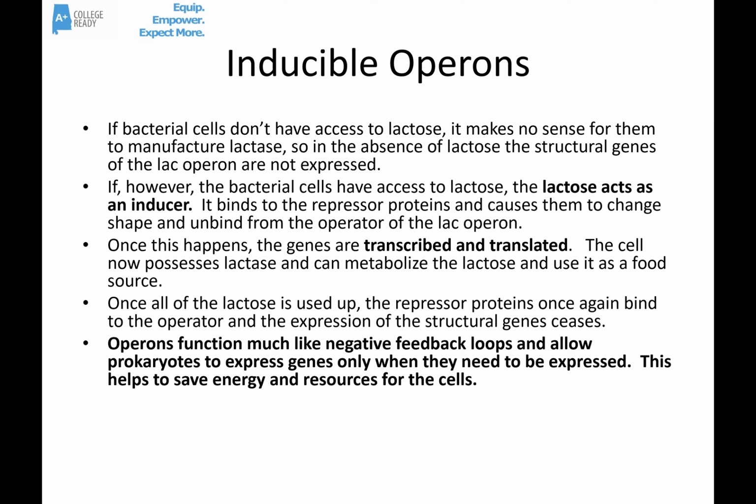The cell now has lactase. It can metabolize and use the lactose as a food source. Once the lactose is all used up, the lactose that's bound to the repressor lets go. The repressor proteins once again bind to the operator, and the expression of those lactase genes ceases. And again, this is much like a negative feedback loop.